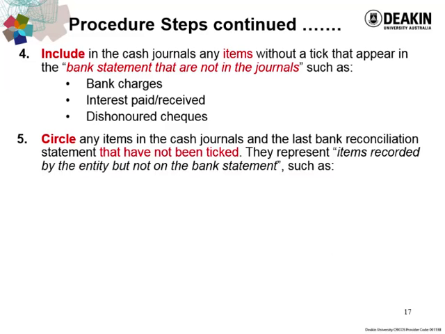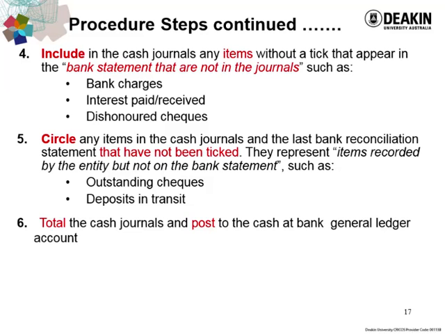Then in step 5, we need to look at our cash journals and last month's bank reconciliation statement. Circle those unticked items, and these represent items that have been recorded by the company but not yet appeared in the current month's bank statement. This can include outstanding checks and deposits in transit.